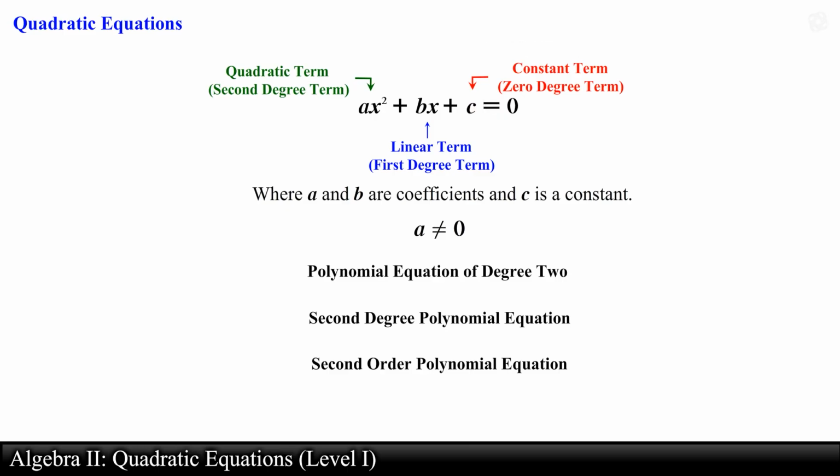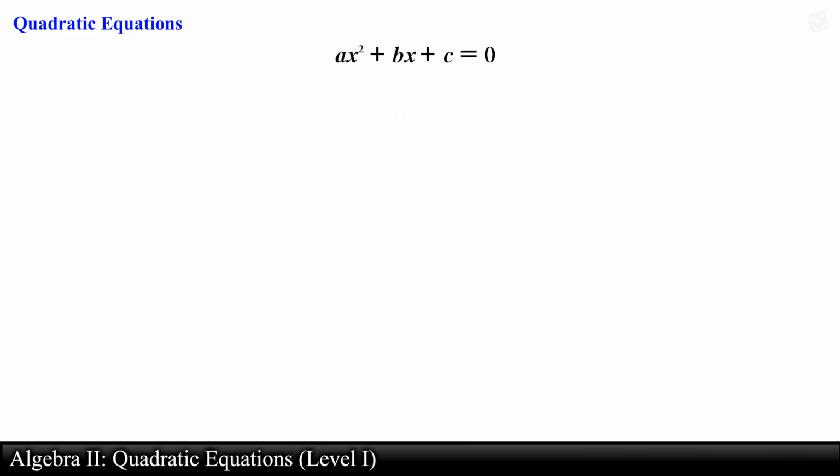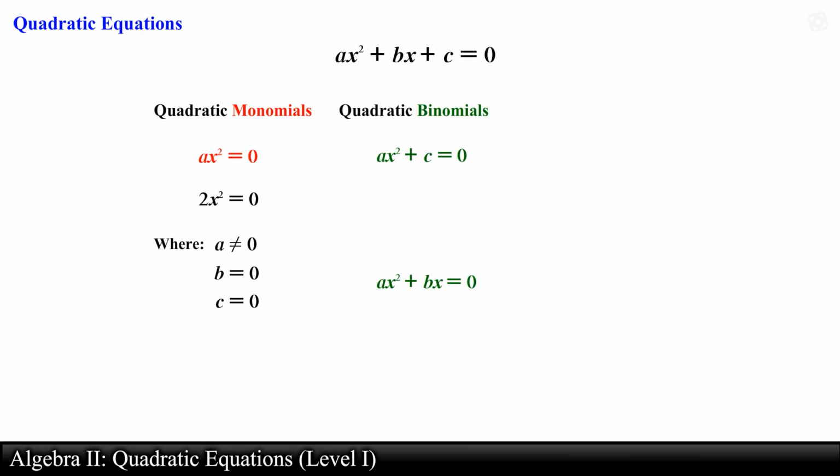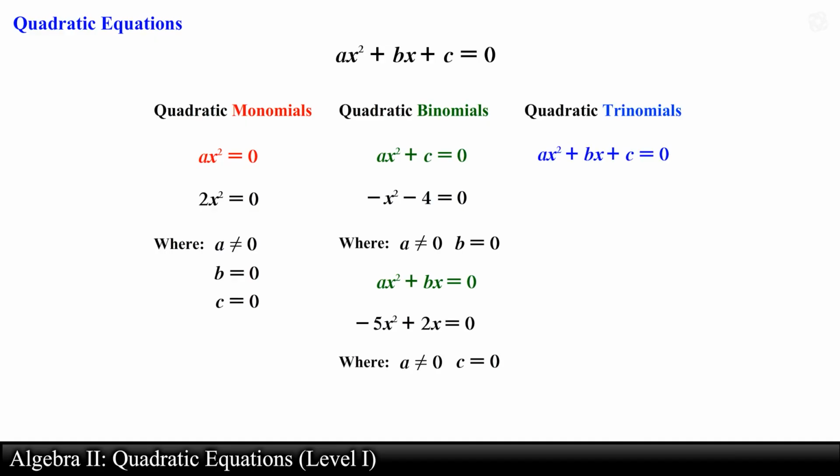Quadratic equations do not always contain three terms. For the most part, there are three types of quadratic equations. They include quadratic monomials, such as 2x squared equals 0, quadratic binomials, such as negative x squared minus 4 equals 0, and negative 5x squared plus 2x equals 0, and quadratic trinomials, such as 3x squared plus 2x plus 4 equals 0.